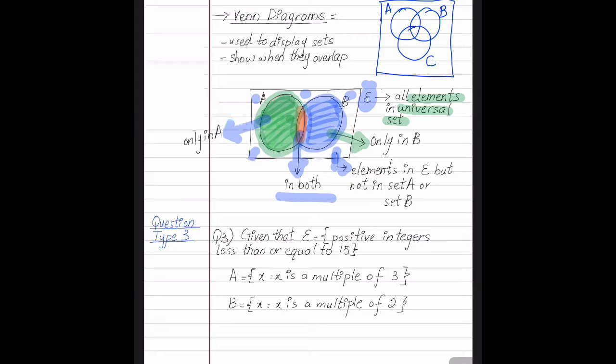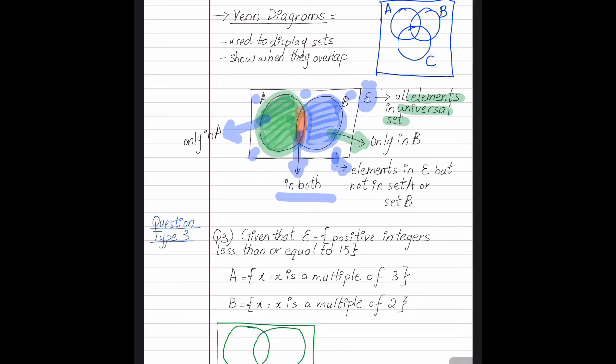Let's do the last question for the day. Given that the universal set has positive integers less than or equal to 15, now we're going to try and solve this question using Venn diagrams. That should be exciting. Let's quickly draw a Venn diagram. Since it has two sets, we will only have two circles. It's going to be this and this.